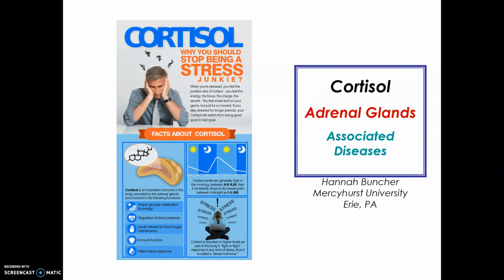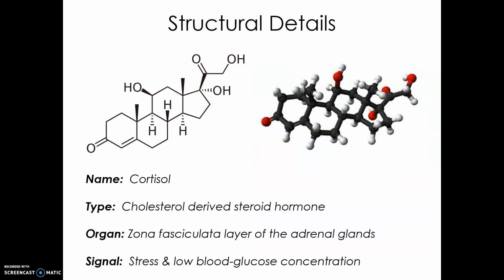This video presentation is on the hormone cortisol, which is produced by the adrenal gland in response to stress and low blood sugar concentration. Cortisol is a cholesterol-derived hormone that is synthesized in the zona fasciculata of the adrenal cortex of the adrenal gland in response to stress and low blood glucose concentration.